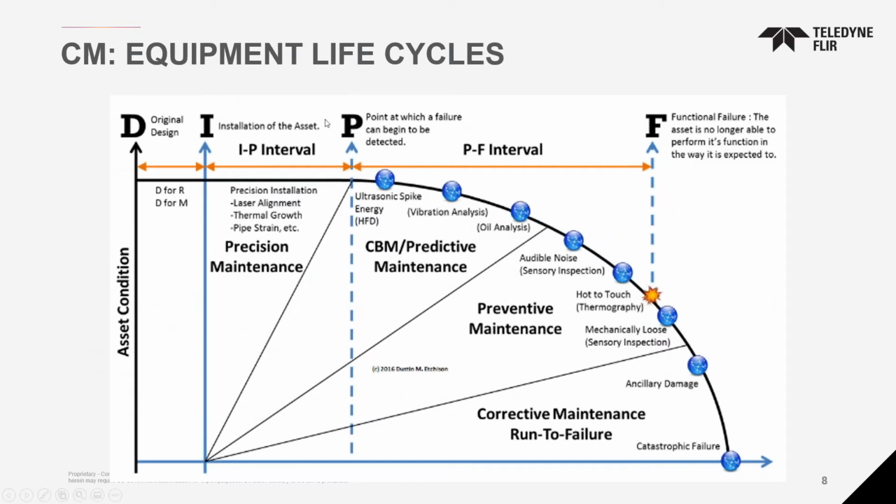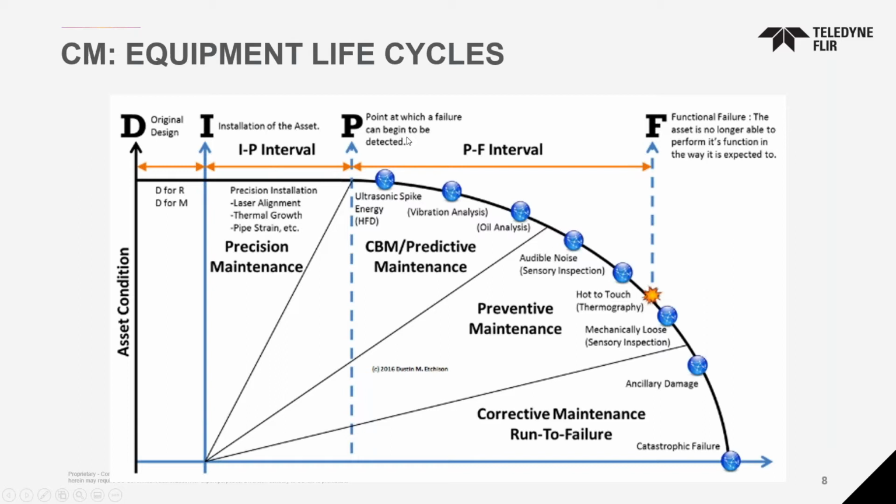In the equipment lifecycle, so anything that gets built, even us, there is a life cycle for it. We call this curve the DIPF curve, which is the original design, installation of the asset, point of the failure where it starts, and then obviously the functional failure. Design phase is where the product is designed and built. Installation is where the product is installed and used. And there's various methods of installing equipment, depending on what it may be.